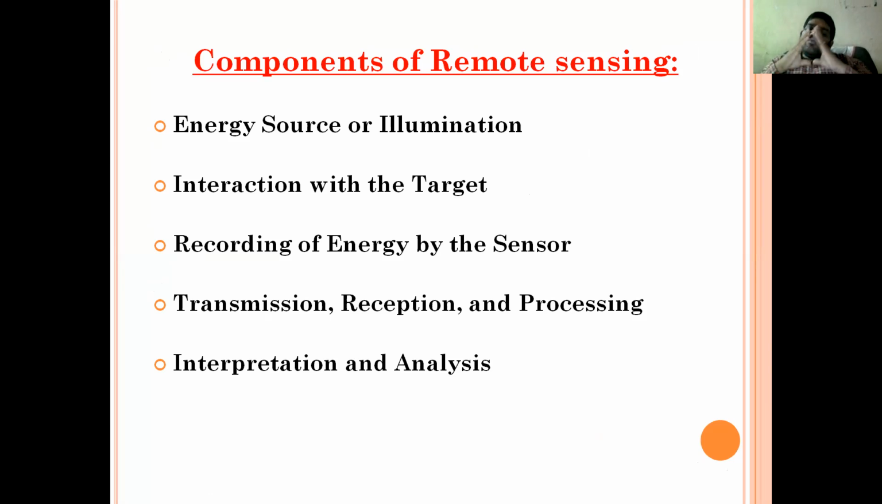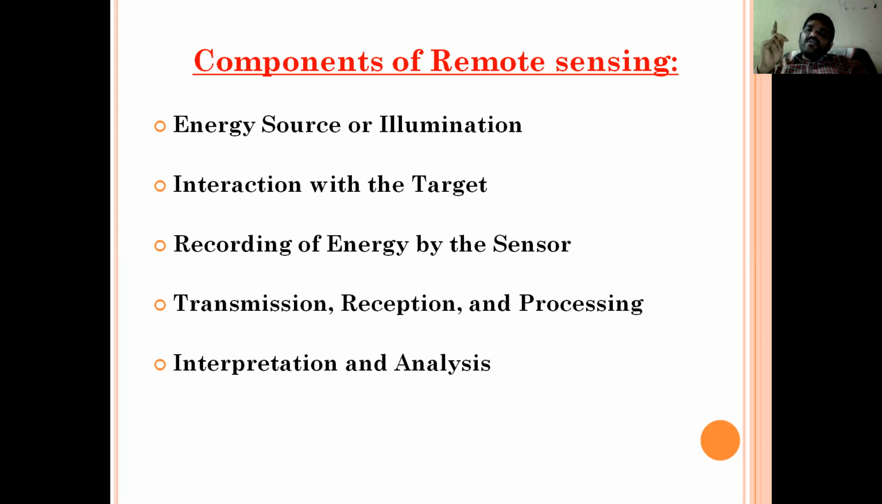We have seen what type of energy is consumed by the sensors in remote sensing, that is electromagnetic radiation. We have seen the sources of electromagnetic radiation in the previous class. There are two types of energy sources required for sensors: one is the active source and the other is the passive source.